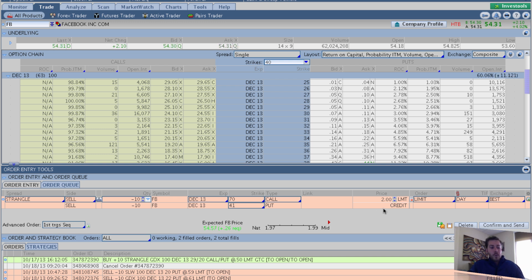Same thing with 25%. If we get a 25% value decay, that's going to reflect a 50 cent decay in value. You subtract 50 cents from this $2 credit, and that means you'd be covering at $1.50. That would represent a 25% value decay.